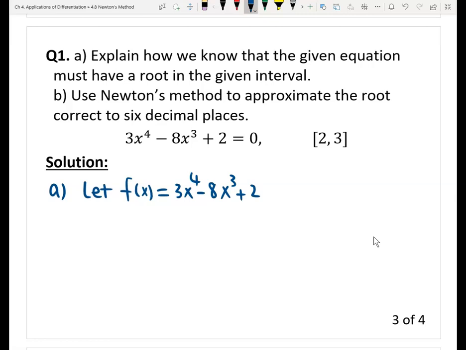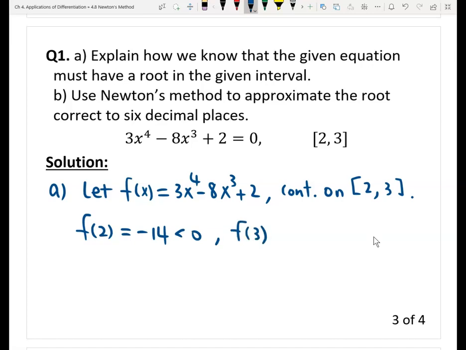Now we need to verify the intermediate value condition. First, is this a continuous function? Yes, continuous on [2, 3] because it's a polynomial, no problem. Second, look at the values. F at 2, we're going to verify, is negative 14. See, the sign is negative. The same for the right side: if we evaluate it, that's 29, which is positive. So that's good. The left is negative, the right side is positive. Of course, in the middle we have a 0.